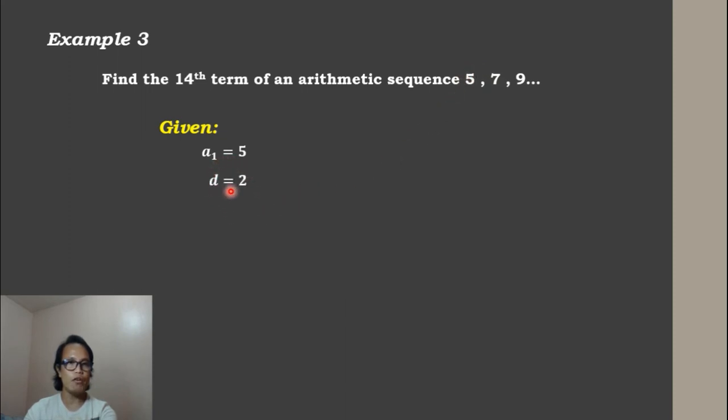So how did we get the common difference? We just simply subtract. 9 minus 7 is 2. 7 minus 5 is 2. So therefore, our common difference is 2. Then, our n is 14 since we are to find the 14th term. Of course, our a sub 14 is unknown.